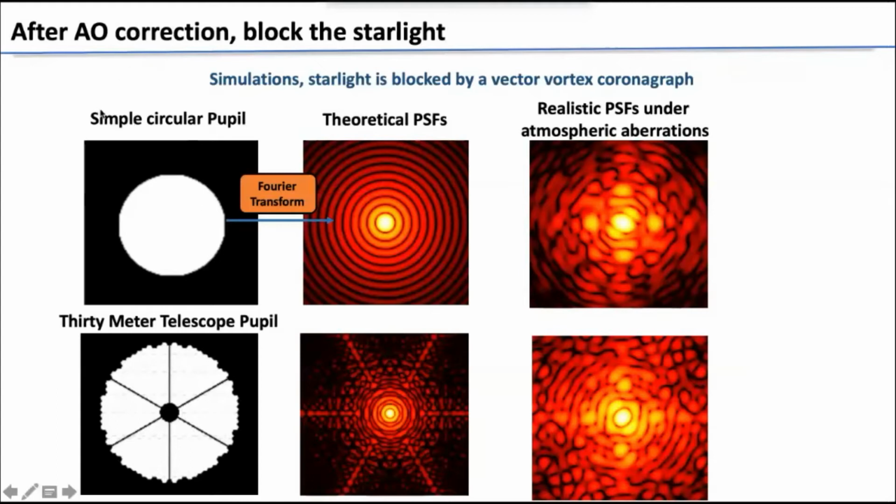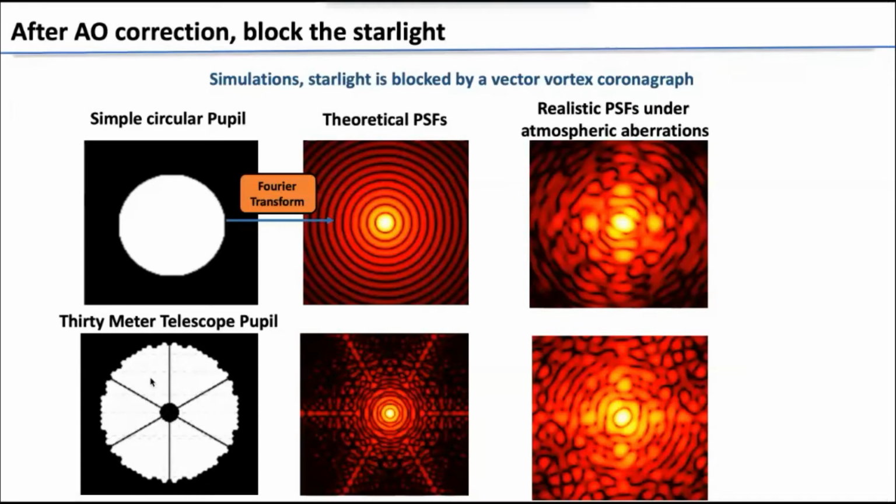I'm not going to go into too many details, and I think we are at the end of the talk. Hope you're not too sleepy. I'll just tell you very quickly: let's say you have a circular pupil of your telescope, just a simulation. You do the Fourier transformation of this telescope pupil, and what you get is the theoretical PSF. You change the structure of this pupil. For example, this is how the pupil of the TMT telescope would look.